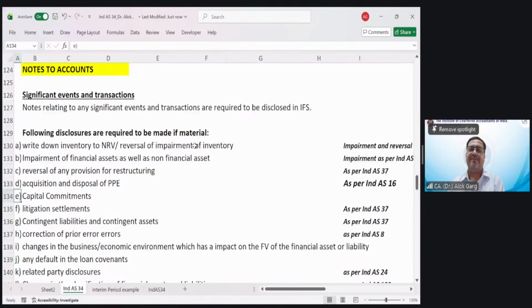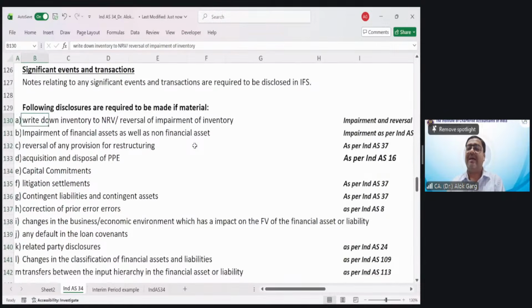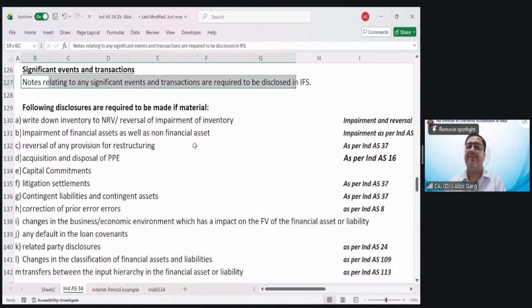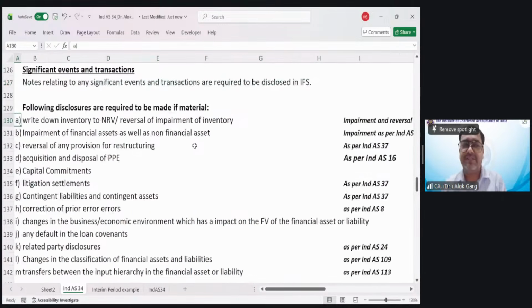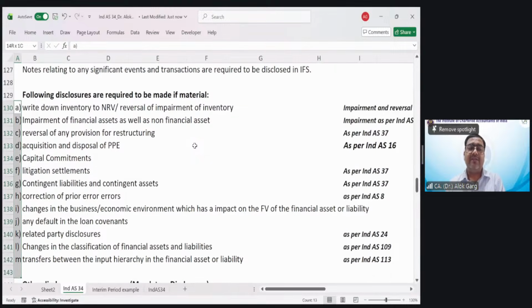Okay. So friends, this list is given. Friends, I am covering this entire standard in the Excel file. Why? So that you will have a complete checklist of this standard. Okay. So significant events and transactions. Notes relating to any significant events and transactions required to be disclosed in the interim financial statement. My dear friends, while the standard has given you around 13 disclosures, 1, 3, 13, right? But sir, whether this is an exhaustive list or an inclusive list? This is an inclusive list. This is not an exhaustive list, right? But yes, if these items are there, these are mandatory to disclose.